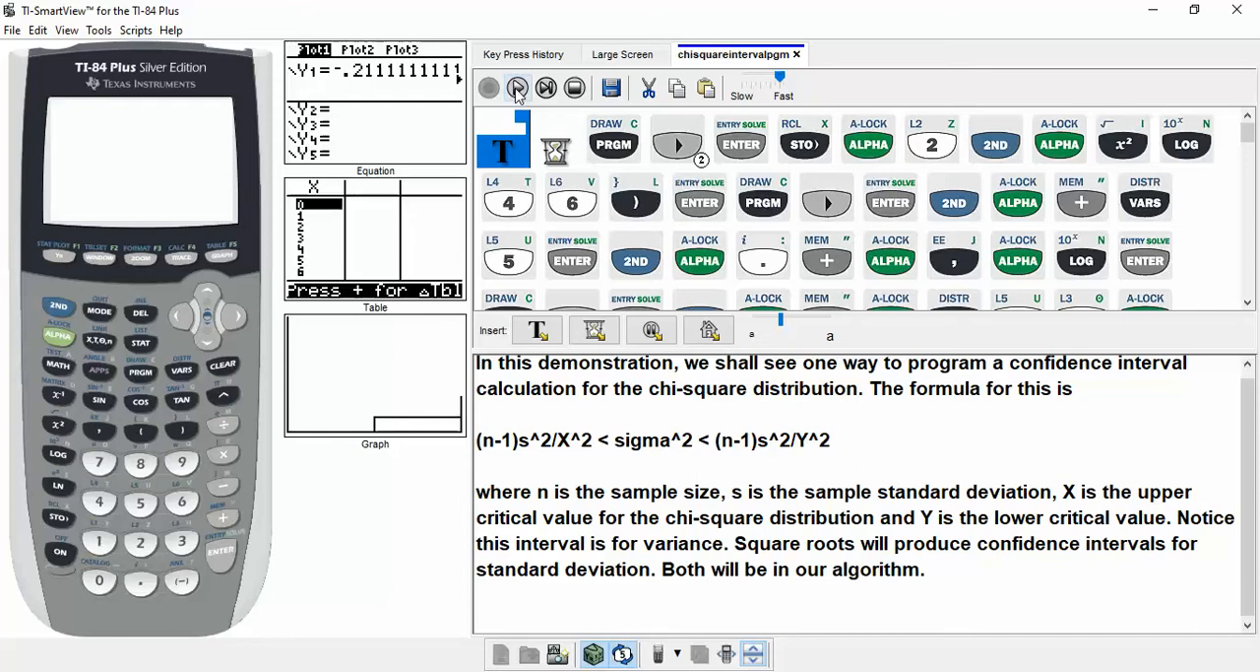In this case, n is the sample size, s is the sample standard deviation, x will be the upper critical value for the chi-square distribution, y is the lower critical value. Notice this is an interval for variance. Square roots of these quantities will produce confidence intervals for standard deviation, and our algorithm will contain both of these calculations.